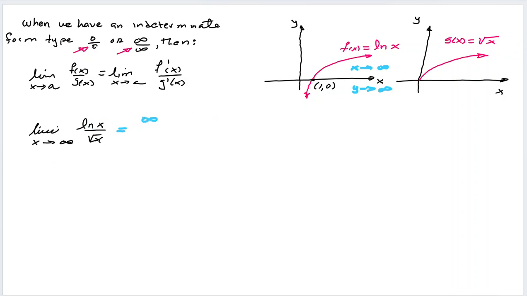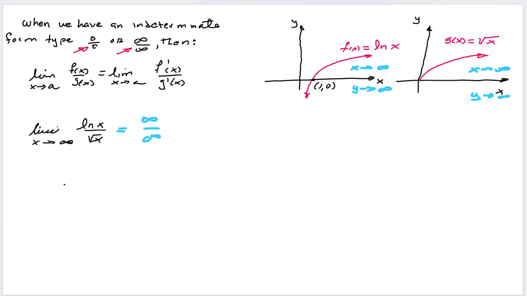Now you have the function g of x, which is the square root of x. And again here, you can see how as x approaches infinity, y is also approaching infinity. So as the graph goes to the right, at the same time it goes up. Same story in this case. So we're going to have here an indeterminate form, infinity over infinity. So we have no other choice than to apply L'Hôpital's rule.